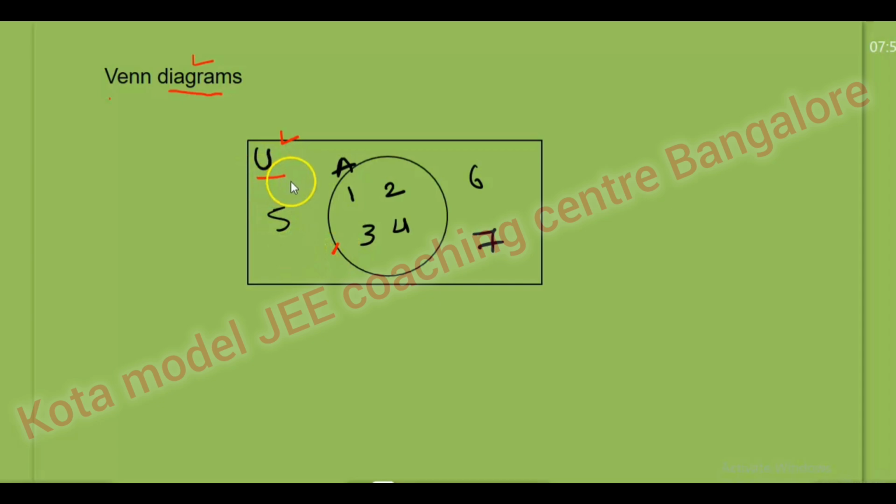Now in the universal set, a total of 7 elements will be there: 1, 2, 3, 4, 5, 6, 7. But the set A contains 4 elements: 1, 2, 3 and 4. With the help of the diagram, we are representing the sets; this is the concept of the Venn diagram.